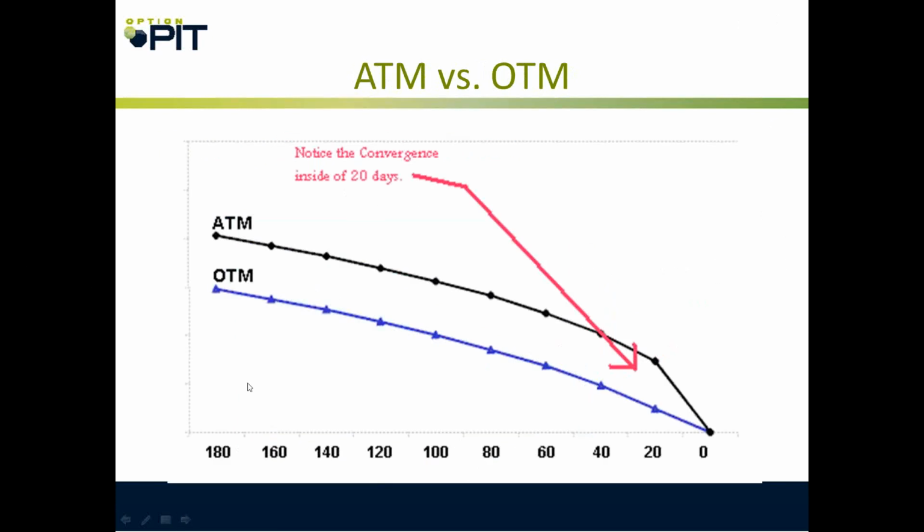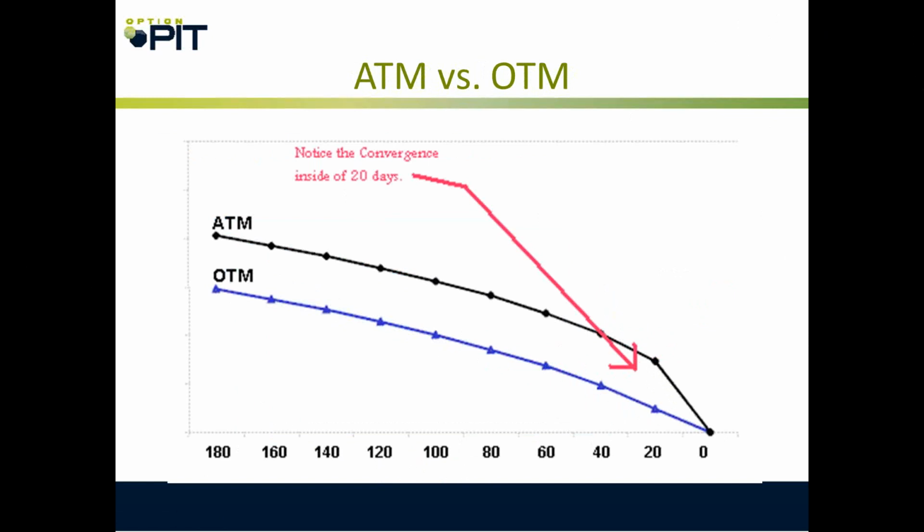This is the way an out of the money option decays. What do you notice? What do you notice about this decay chart? Right? Believe it or not, an option that is 10% out of the money actually loses more dollars from day 60 to day 30 than it does from day 30 to day 0.